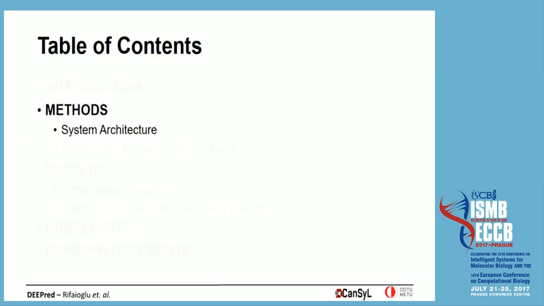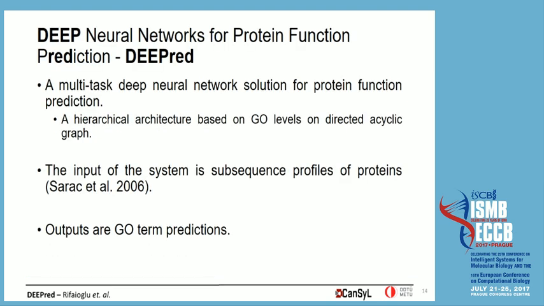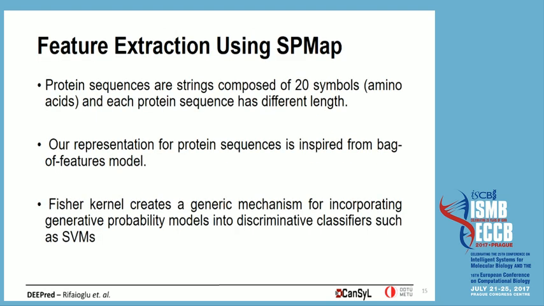Now I'm going to show our method. In this study, we proposed a multitask deep neural network solution for protein function prediction. We used a hierarchical architecture based on GO levels on the GO directed acyclic graph. The input of the system is subsequence profiles of proteins, and the outputs are GO term predictions.